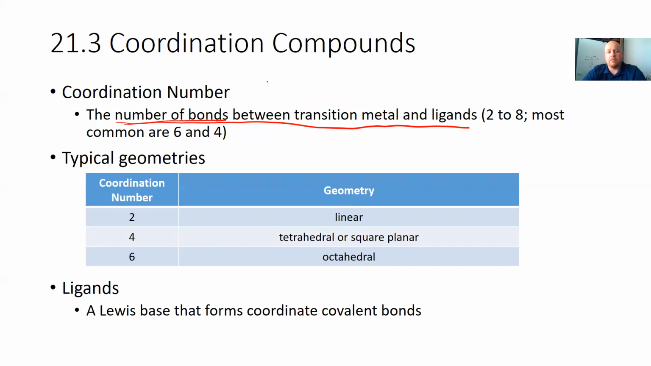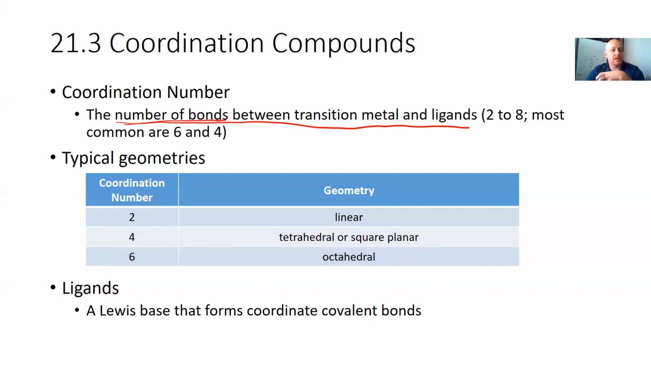So when you have the transition metal ion in the center, you'll have ligands that are bonded to it. We'll talk about the ligand-metal bonding in a little bit. But basically, another way to look at the coordination number is the number of atoms that are bonded to that metal. They'll generally have 2 to 8.